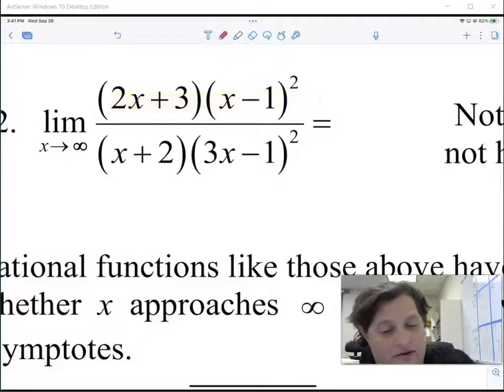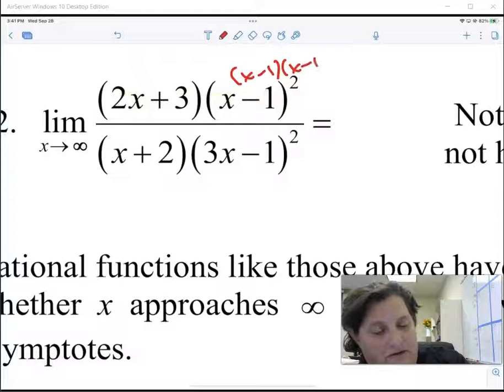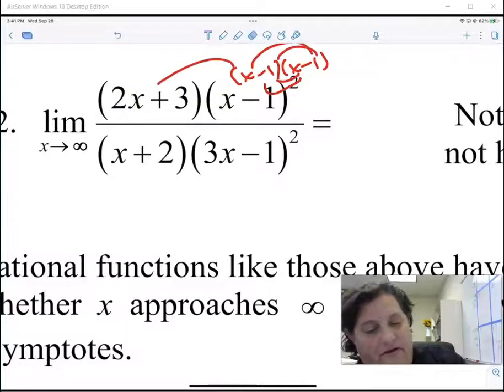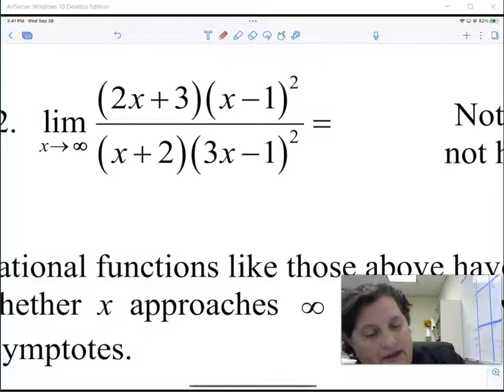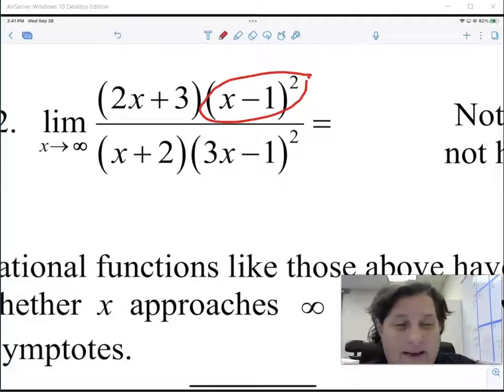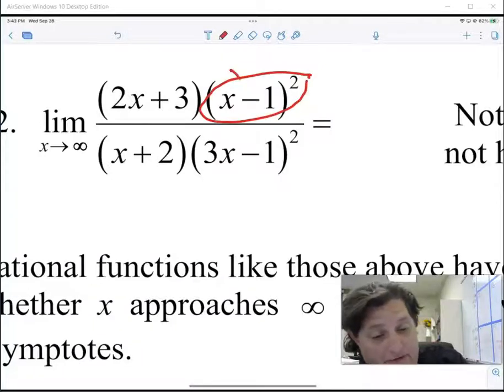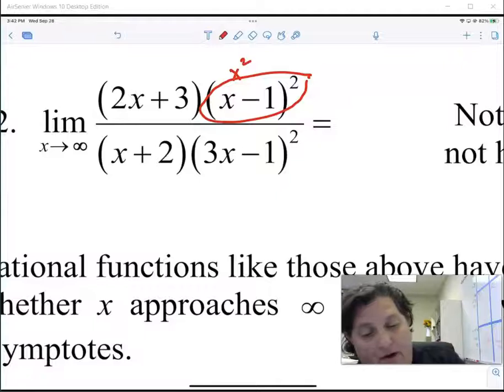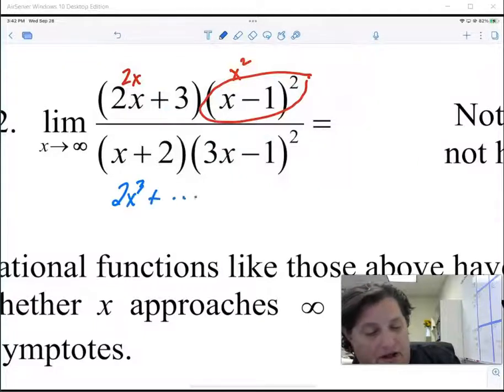Like, I'd have to do x minus 1 times x minus 1, and I'd have to FOIL that, and then I'd have to multiply that by that, and it would take forever. Okay, but look, if I FOIL that out, I only care about the first term, and the first term is x squared. And over here, the first term is 2x. And so all together, guess what the first term is going to be? It's going to be 2x to the 3rd, blah, blah, blah.